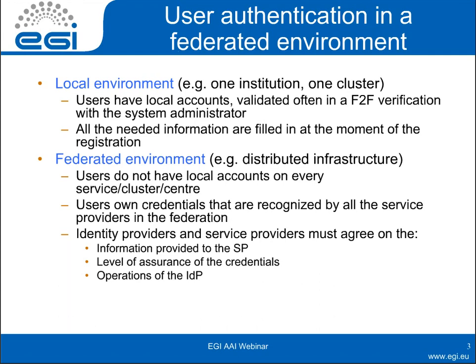All this information is needed to build a trust framework where different entities, and we have actually three main groups of entities: the users, the identity providers who provide credentials to the users, and the service providers that need to be accessed by the users and who must accept the credentials released by the identity providers. So all of this must be built with policies, with agreements, and in practice with trust.